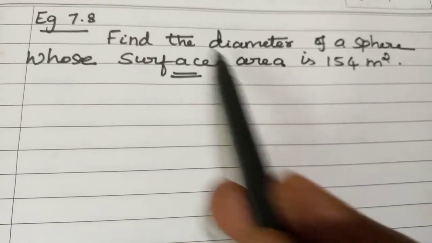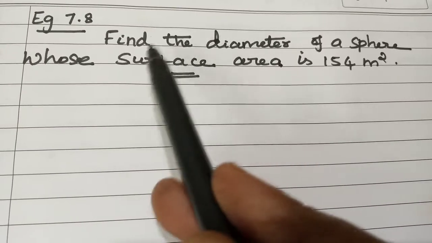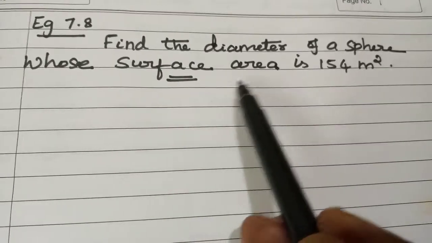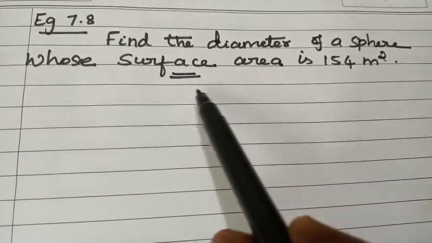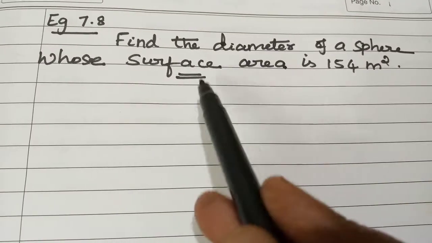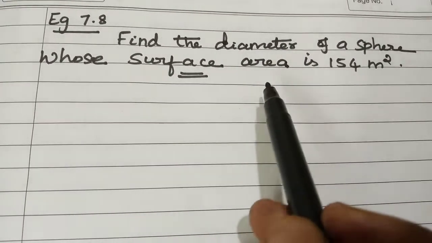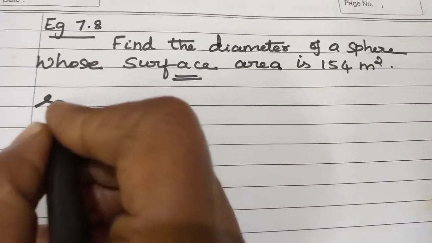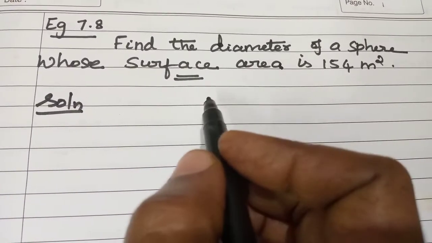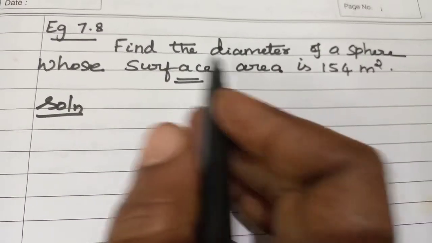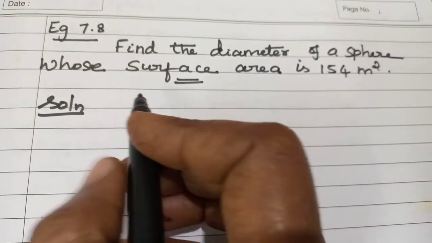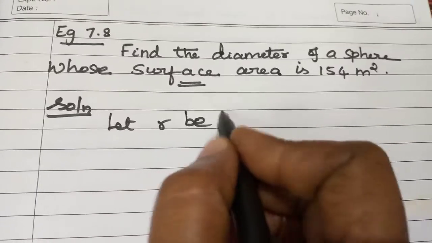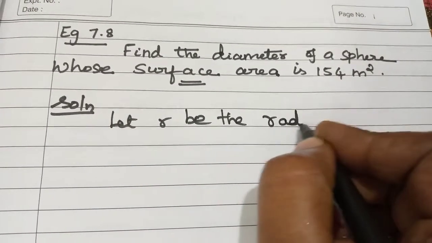Here we have to find the surface area. If you know the formula, we can do this sum. What is the surface area of the sphere? Surface area means curved surface area as well as total surface area, both having the same formula. So surface area in the sense we can use the formula 4 pi r square. So what are the values given? Let's write. Here we have to find the diameter, so radius is not there. If we have the radius, diameter can be found. So first we have to find the radius. So let r be the radius of the sphere.